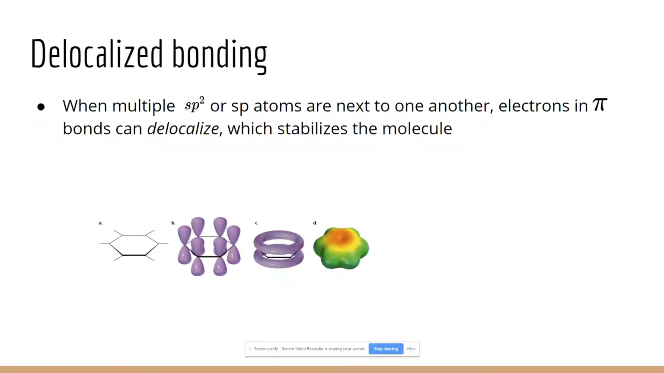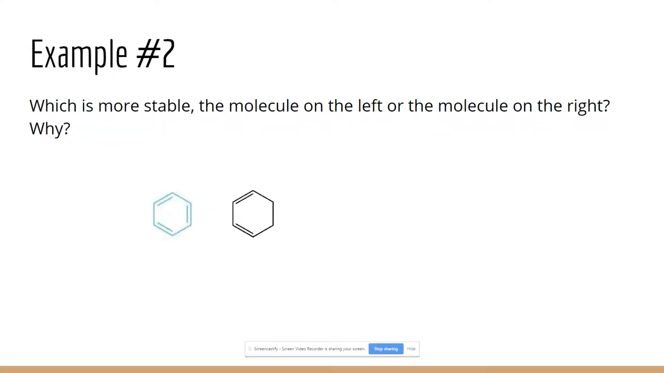The picture I have shows all of these unhybridized p orbitals adjacent to one another. That's what we're seeing in B. And then in C, because they are very close to one another, they're able to overlap with one another, constructive interference, and they're able to delocalize over all 6 of those orbitals, and that stabilizes it. Pause here.